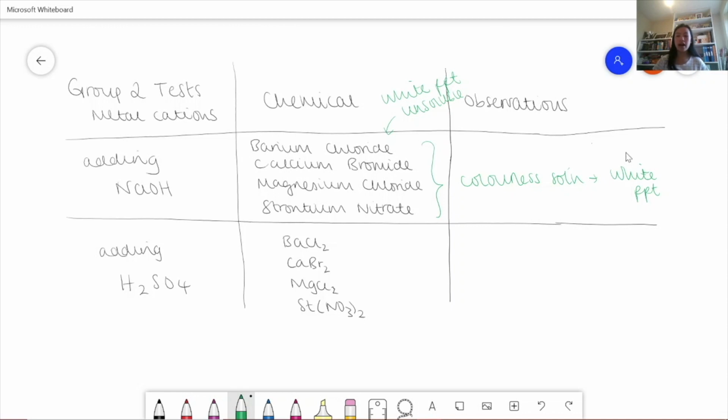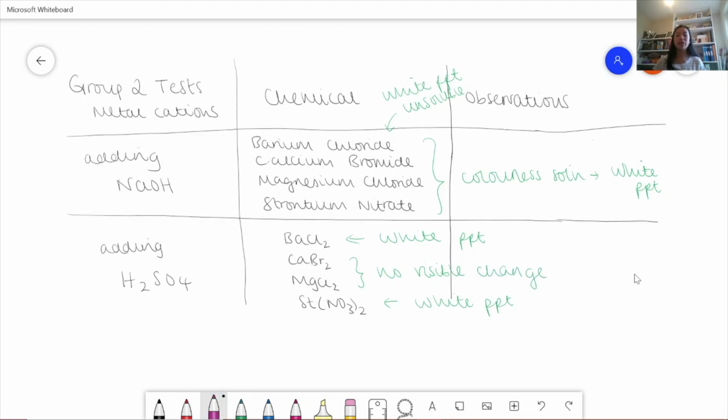When we're adding the sulfuric acid, the barium chloride should form a white precipitate. And this strontium nitrate should also form a white precipitate. And then there should be no visible change for these two. This is the kind of table you would have set up for all of them. And this is how you would write down all your observations.